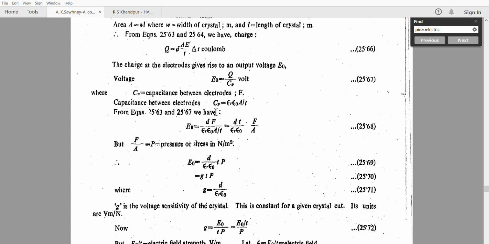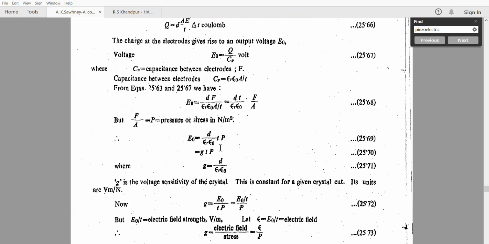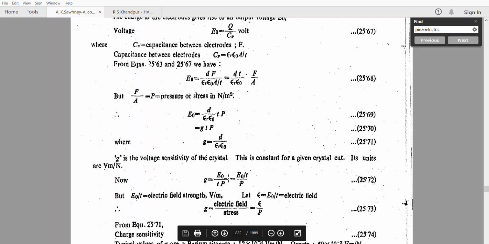So what is d here? d is the charge sensitivity. Now you know what G is. G is the voltage sensitivity of the crystal, and it is constant for a given crystal, and G can be written further as epsilon naught by t into P.